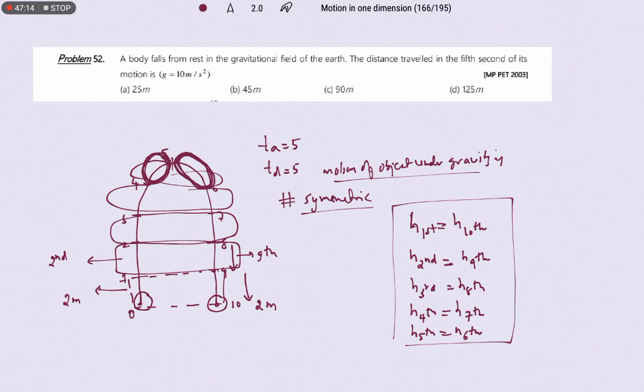The two distances will be same. Okay? So this is a very important application we can use in most of the cases. This kind of application we are going to come across. Now let us do the problem.